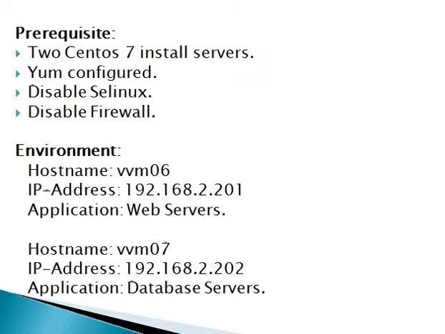The environment will be, we'll have two servers. The first server's host name will be VVM06, the IP address will be 192.168.2.201, and the second server's host name will be VVM07, 192.168.2.202. The first server we will be using as a web server, and the second server we will be using as a database server.